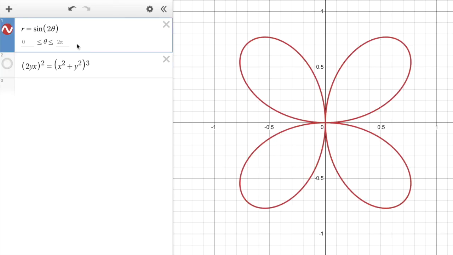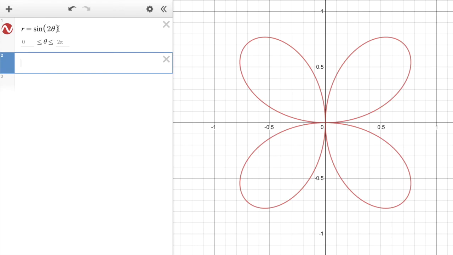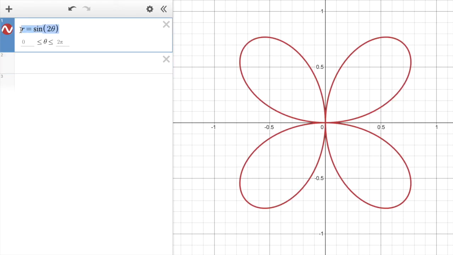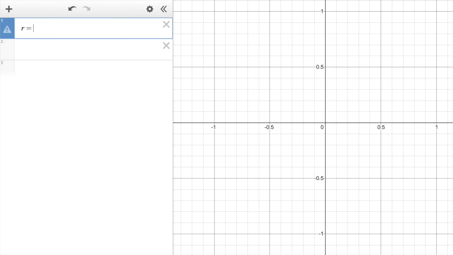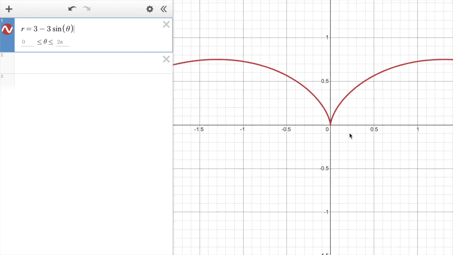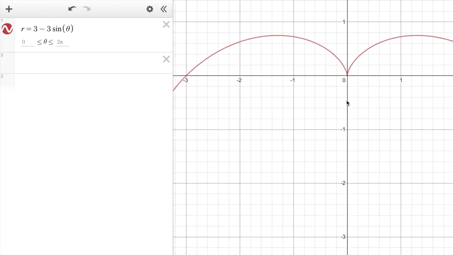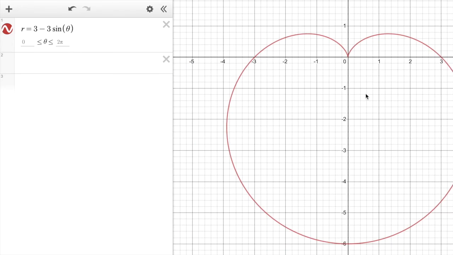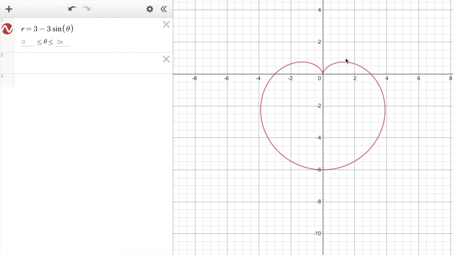Okay, let's take a look at another one that we saw. We had r is equal to 3 minus 3 times the sine of theta. Cool. All right, let's back this up. And here we have it. This is what 3 minus 3 sine of theta looks like. This shape has a famous name because it looks a lot like a heart. It's called a cardioid, like heart, cardioid. Yeah, we'll say it looks a lot like a heart.